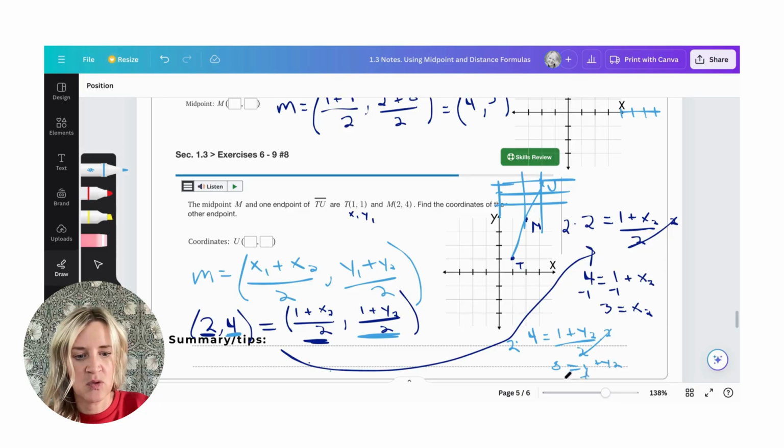Subtract the 1, and y2 is 7. So that means our coordinate is going to be, I'm going to use the big fat pen, it's going to be at 3, 7. And let's just double check.